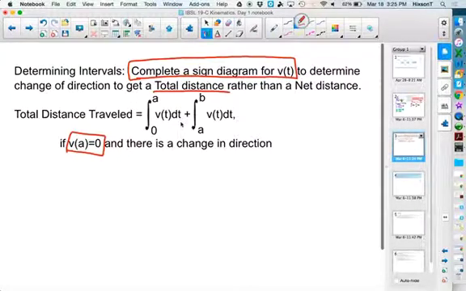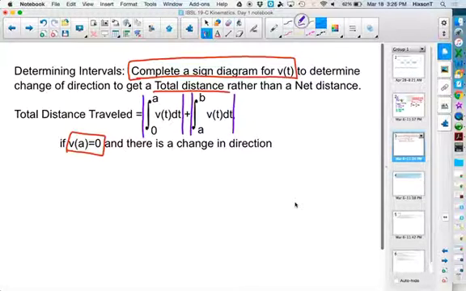So for total distance traveled, we're taking the integral of the velocity from 0 to a and the integral of the velocity from a to b. Now, you might be thinking, one of those has to be negative, one has to be positive. So what you could think of is we're going to be adding the absolute values of these. And this is nice because no matter which one is negative, it's going to be made positive.